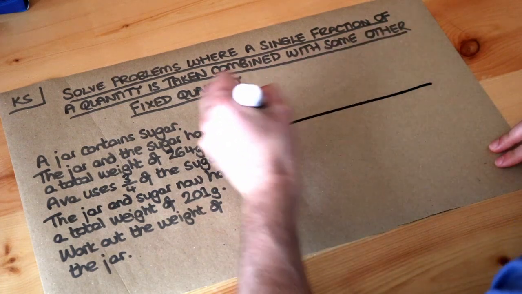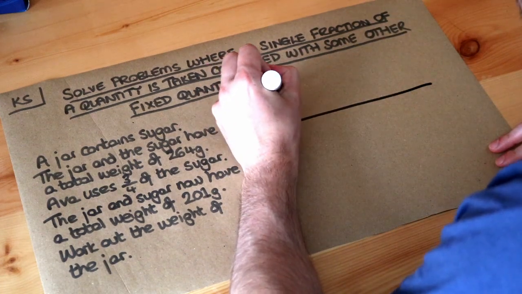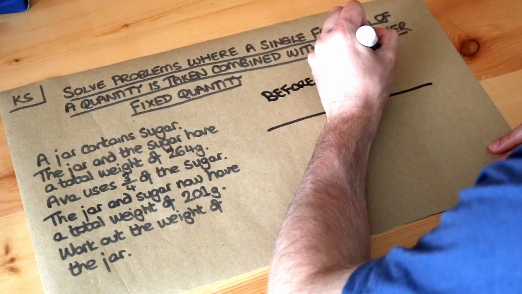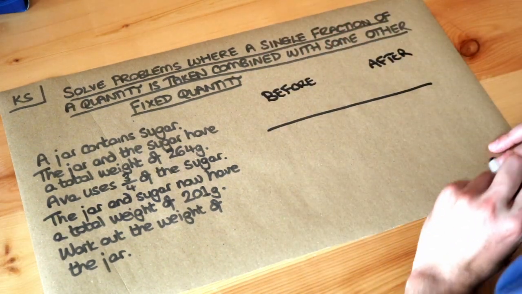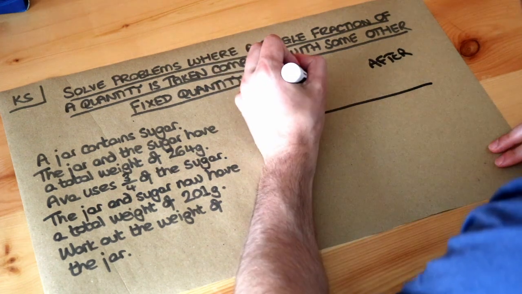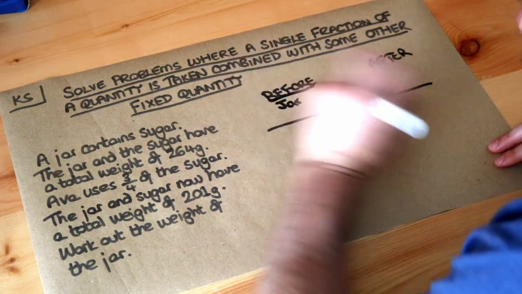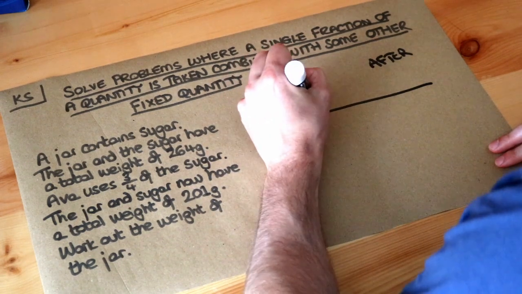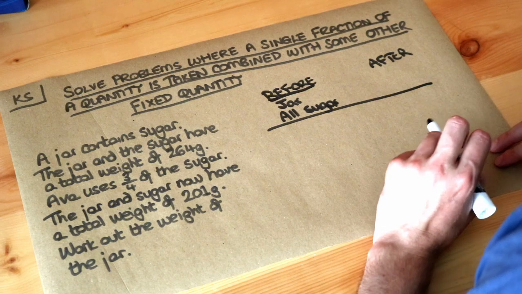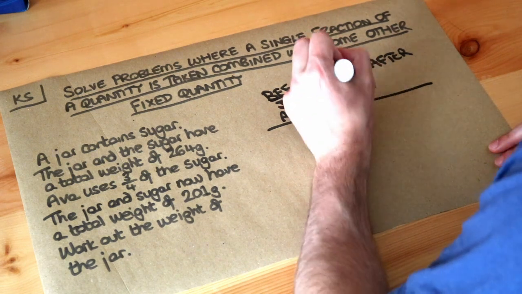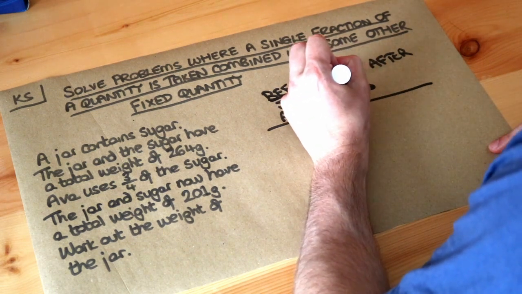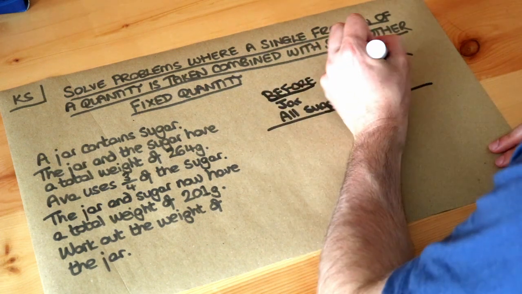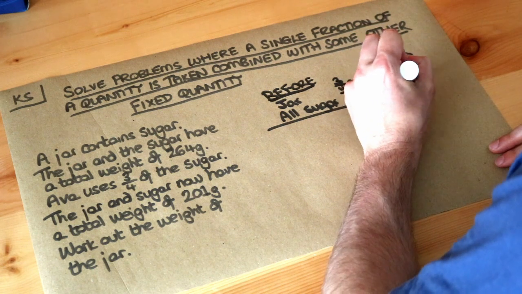Now, to help us understand the information we've got, let's think about what we have before we use the sugar and after we use the sugar. Before, we have the jar and we have all the sugar. Then we use 3/4 of the sugar. We then still have the jar, and we'd have 1/4 of the sugar left.